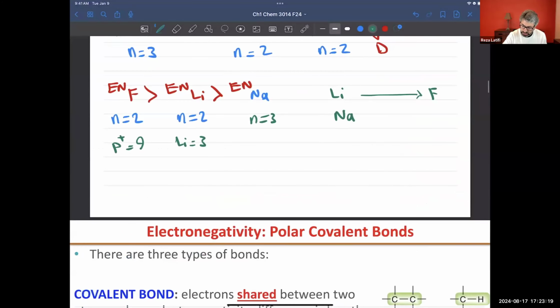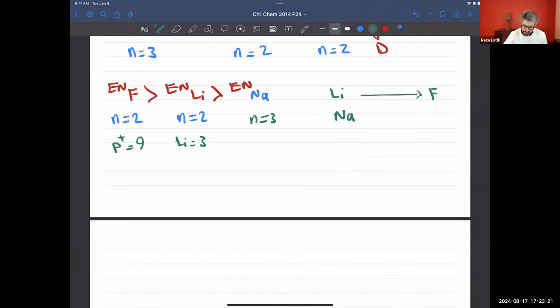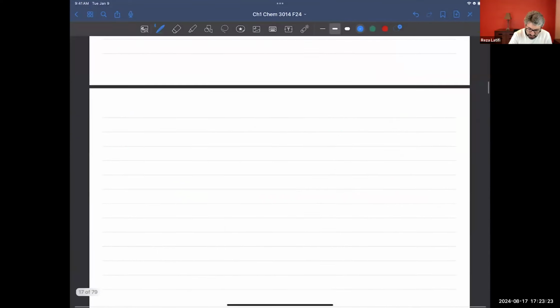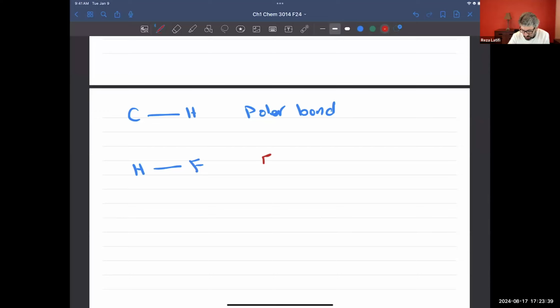If I take hydrogen and attach it to carbon, that's going to give me a polar bond, because they are non-identical. If I take hydrogen and attach it to fluorine, again, that's a polar bond. The electronegativity of fluorine is higher than the electronegativity of hydrogen.